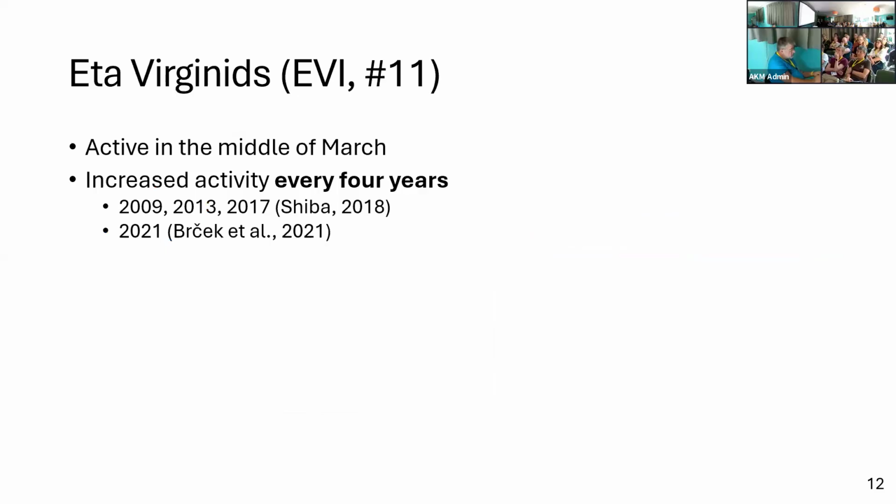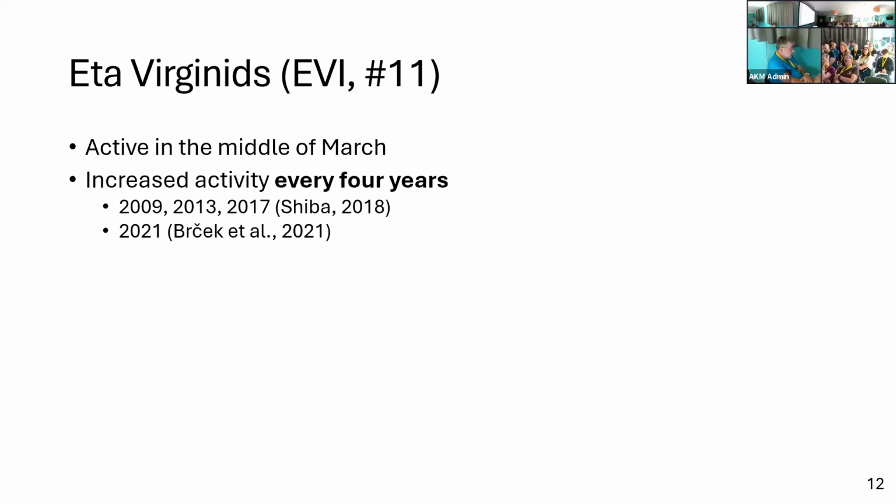And so we can go to Eta Virginids. They are active every March. And interestingly, their activity is increased several times every 4 years. So it was for the first time noticed quite recently. The increased activity was in the years 2009, 13, 17. That is from the SonotaCo database.